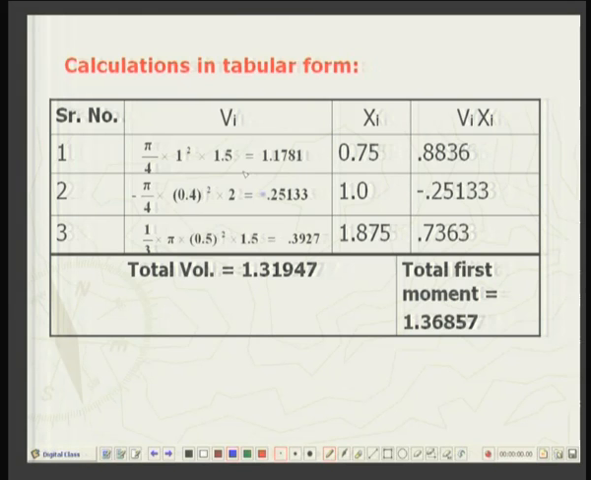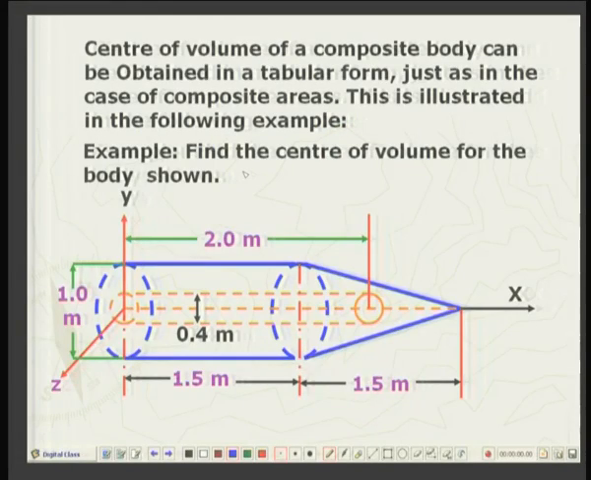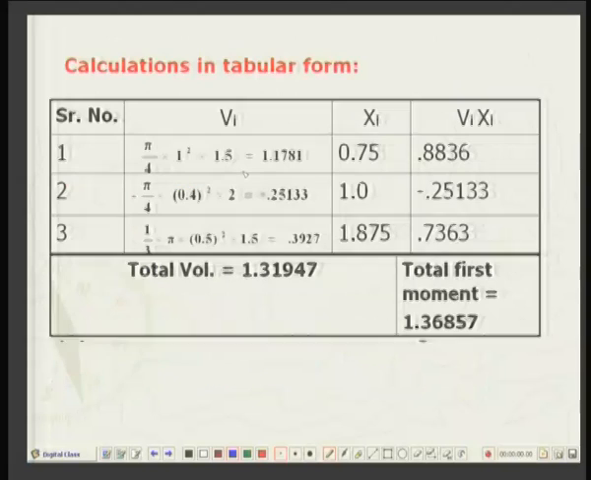Now you can observe one thing very clearly, that this entire composite body is symmetrical about this x axis. So, x axis is the axis of circular symmetry. So, the centroid must lie along x axis. So, we do not have to calculate the y coordinates or z coordinate. We have to be only concerned with the x coordinate of the centroid. That is why this problem is very much simplified.